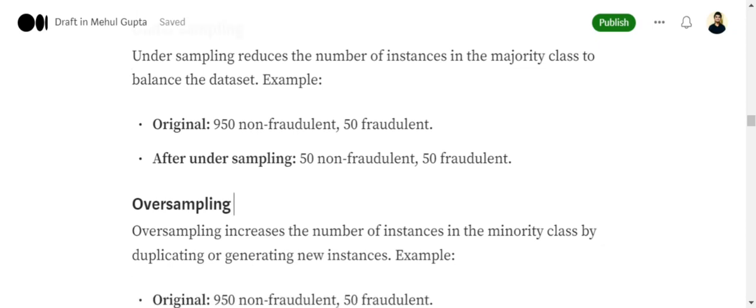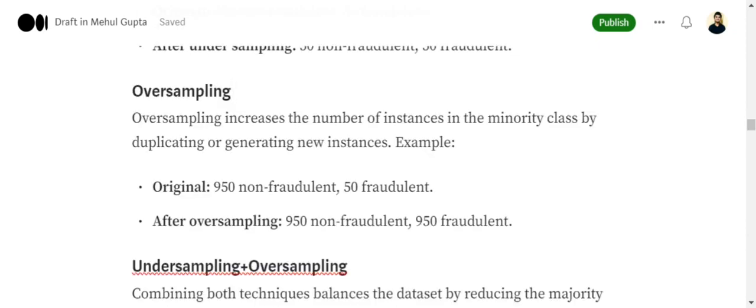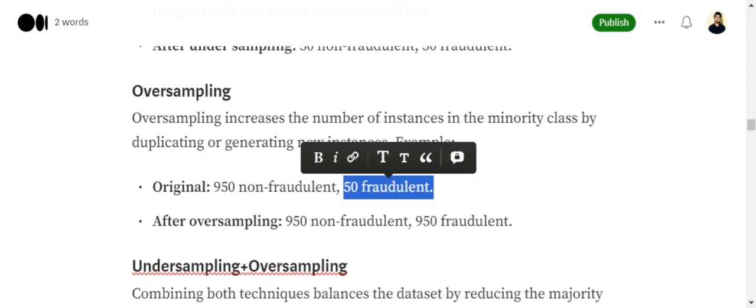Similarly, for oversampling, we would be replicating the minority class to match up with the quantity of the non-fraudulent or the majority class. So initially, if we are starting out with 950 non-fraudulent and 50 fraudulent samples, after oversampling this may look something like this: 950 non-fraudulent, 950 fraudulent. So here you can see that we are increasing the number of fraudulent samples from 50 to 950. How is this done? I will be telling you the different algorithms that we have.